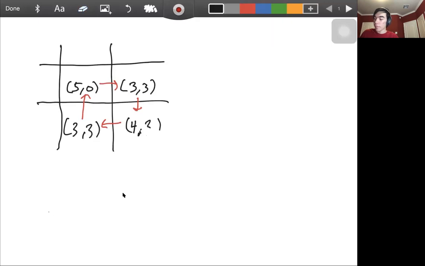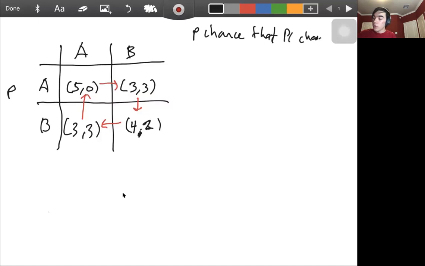And this gives us a game that is kind of interesting. Okay. So how are we going to solve this? We're going to set probabilities again. So we're going to have a p chance that player one chooses A. So then there's a 1 minus p chance that it chooses B.